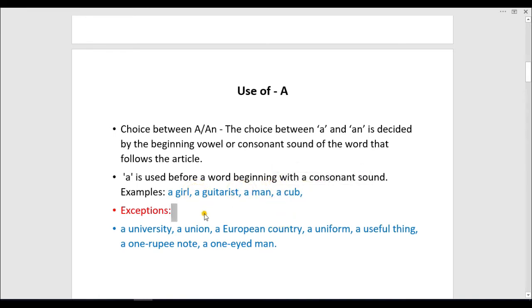Though there are exceptions, let's see the exceptions. You can see here a university, a union, because when you pronounce university, the y sound is there. When you pronounce union, the y sound is there and it is a consonant and not a vowel. So we use a university, a union, and so on. So this is the use of a.